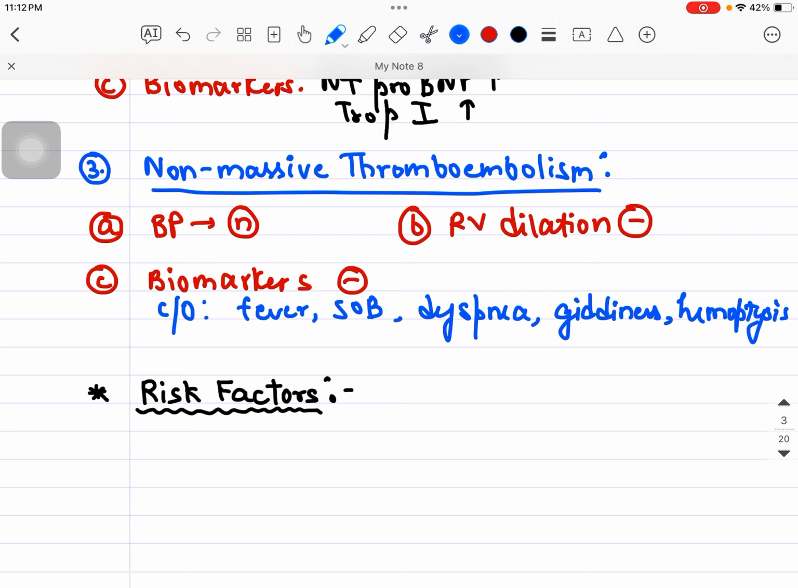Other than that, BP and all, chest X-ray finding will be normal. ECG finding is also normal. Echo finding is also normal. So everything is coming normal. Lab workup you will be doing is also normal. But you are seeing that these kinds of symptoms are coming, and these are recurrent symptoms. So obviously you should think about pulmonary embolism in those cases also, until proven otherwise, right? So non-massive thromboembolism should be your differential diagnosis in those cases as well. Till now I think we are pretty clear how to differentiate between massive, submassive and non-massive thromboembolism or pulmonary embolism.